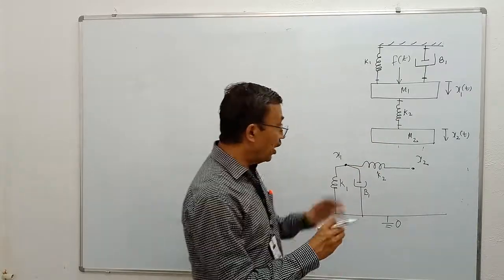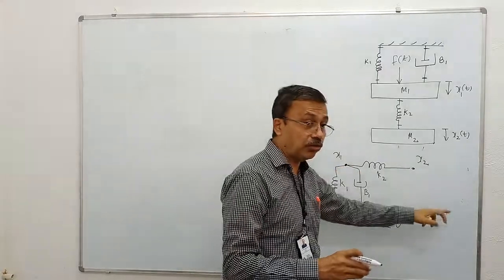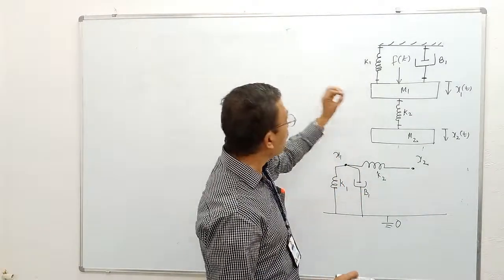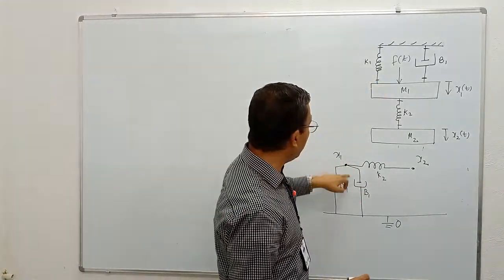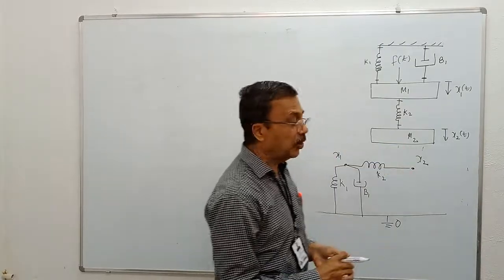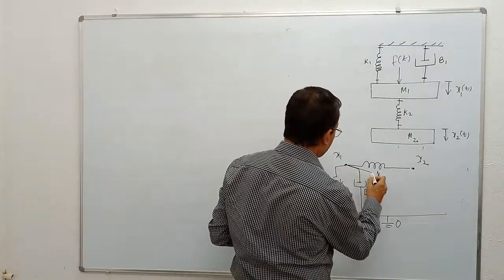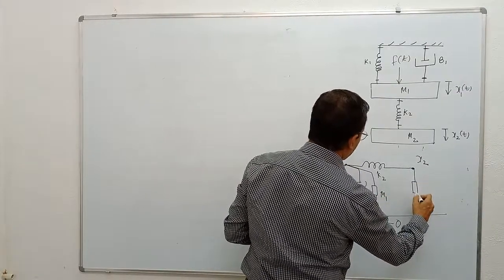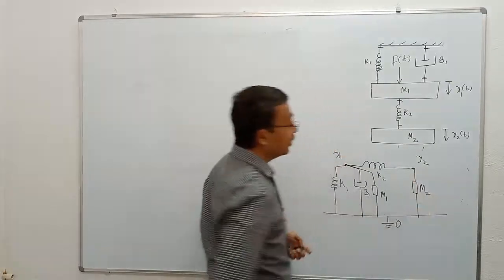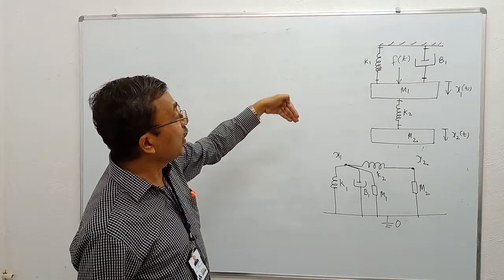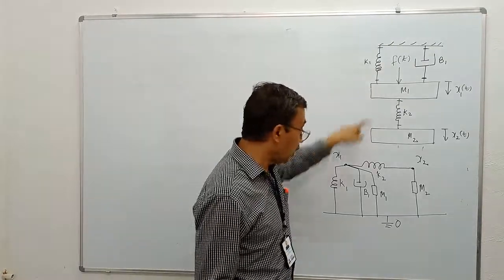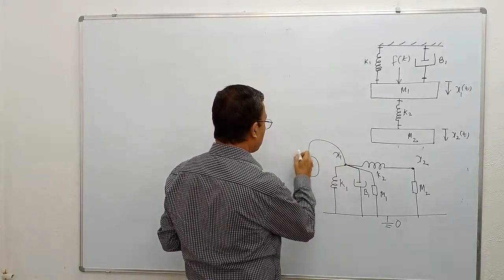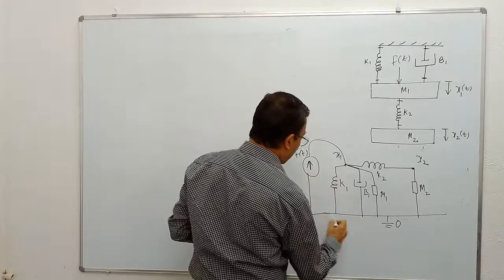I also said that masses cannot come between two independent nodes. That means m1 and m2 cannot come between x1 and x2. m1 has to come between x1 and ground. m2 has to come between x2 and ground. This is m1. It comes between x1 and ground. m2 comes between x2 and ground. Please note that. Now force f of t is applied to mass m1. m1 in this figure corresponds to x1 in this figure. So force f of t is applied to node x1. This figure is called mechanical network.